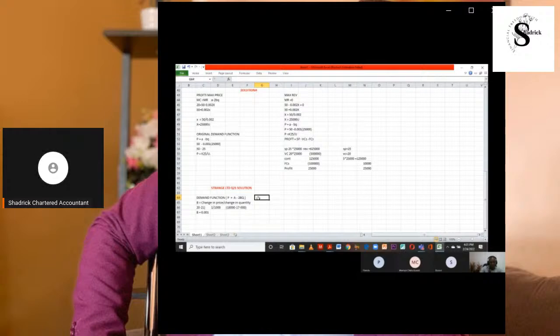So you can come here and say price is equal to, what is A? We don't know. Minus what is B? 0.001 Q. Okay, now what is the original price, guys? The original price was 20. So we put P as 20 so that you make A the subject of the formula. A will now be equal to 20 plus, because negative 0.001 Q has moved to that side, 0.001 Q.